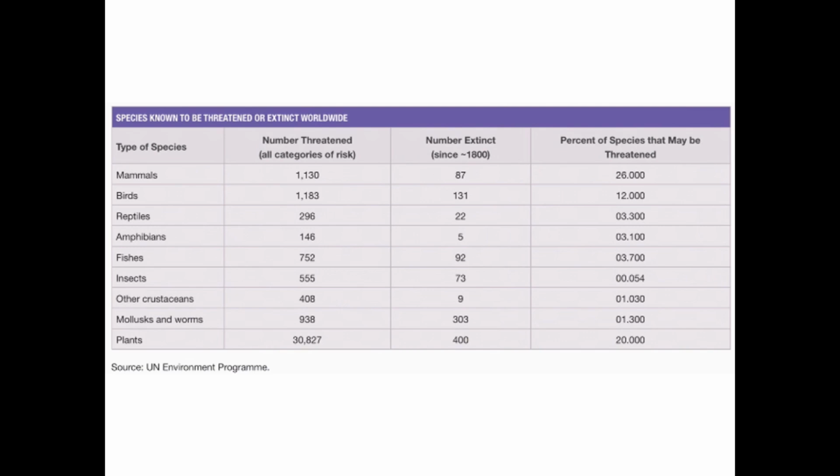This graph shows the species that are known to be threatened or extinct worldwide. And you could see that the biggest portion of species that are threatened or extinct are plants, at 30,827 at the time that this table was published. And so one of the biggest causes of species being threatened or extinct is anthropogenic, so human-caused habitat destruction and fragmentation. And so this accounts for 75% of all extinctions that are now occurring.